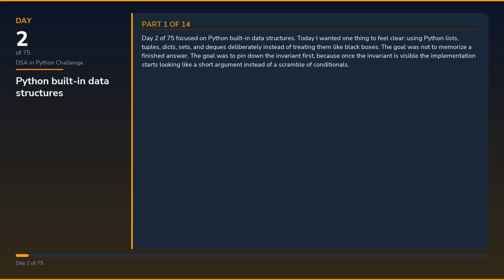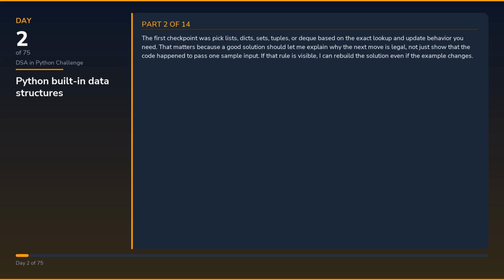The goal was to pin down the invariant first, because once the invariant is visible, the implementation starts looking like a short argument instead of a scramble of conditionals. The first checkpoint was to pick lists, dicts, sets, tuples, or deque based on the exact lookup and update behavior you need. That matters because a good solution should let me explain why the next move is legal, not just show that the code happened to pass one sample input. If that rule is visible, I can rebuild the solution even if the example changes.